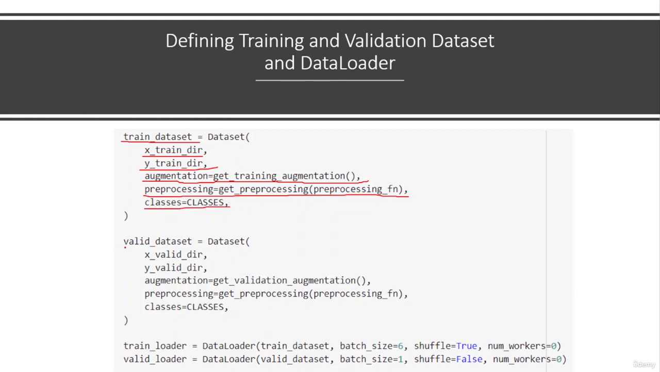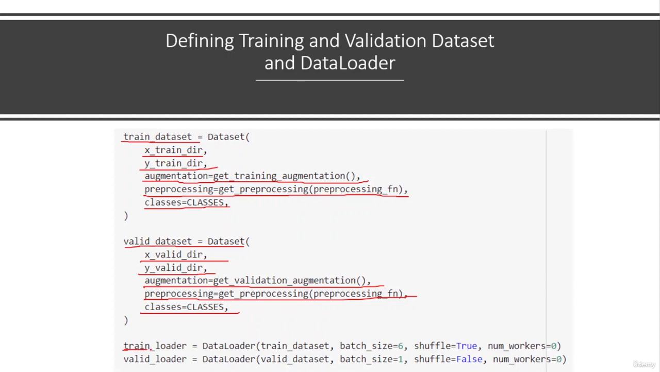Similarly, you can see the validation dataset where we pass the validation original images and the validation masks corresponding to the original images. Here we will apply the validation augmentation because it's a validation dataset, and we have defined the validation augmentation separately. Again, we will apply the pre-processing to normalize the validation data as well, and then we pass the number of classes.